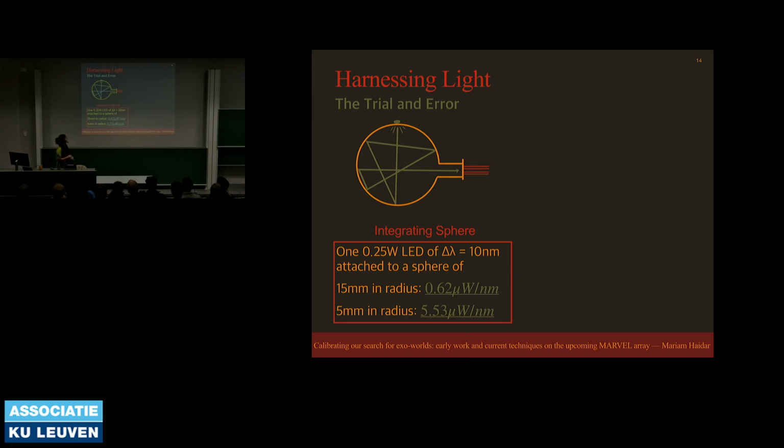But with just one LED and just a limited bandwidth, we just wanted to see how much light would get out on the other end. We found that when we used a 15 millimeter radius integrating sphere, we didn't get very much spectral power density at all on the other side. And if you were to reduce the size of the integrating sphere, then you would have fewer internal reflections before it reaches the output.